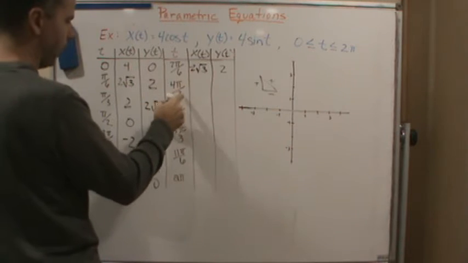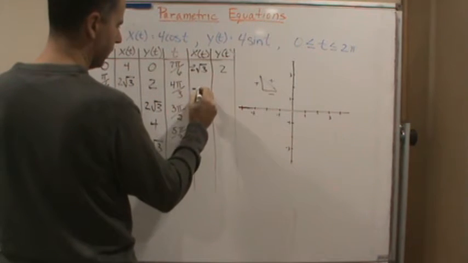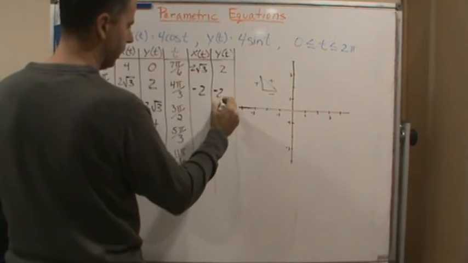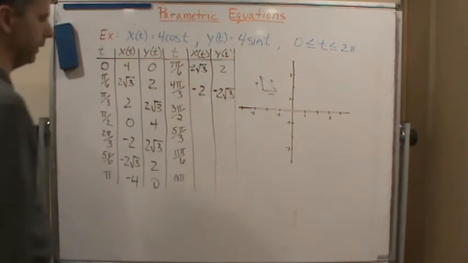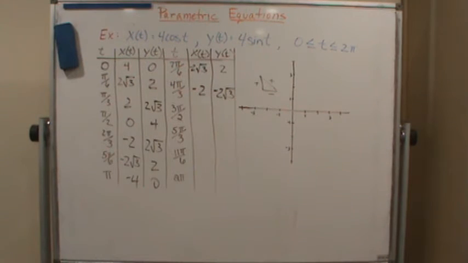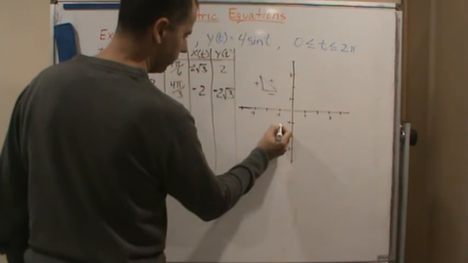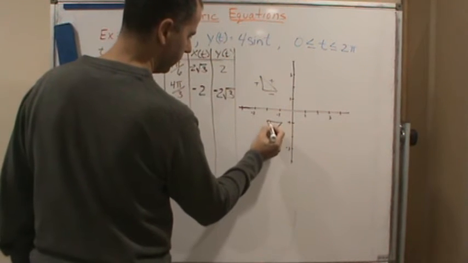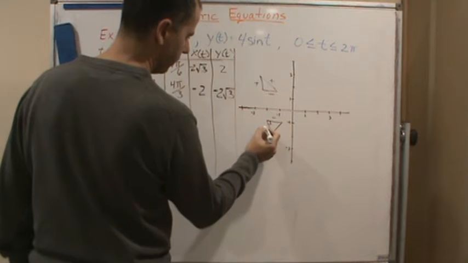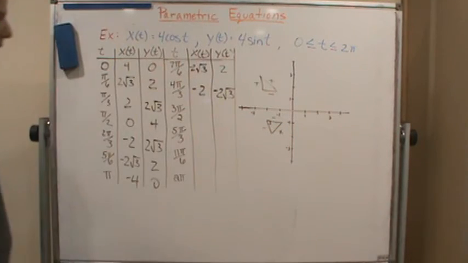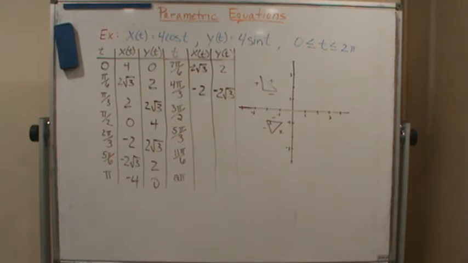And then for 4 pi over 3, we get -2 and -2 times the square root of 3. Okay, and keep in mind we're in the third quadrant here. So again, your triangle, right? Negative, negative, positive.